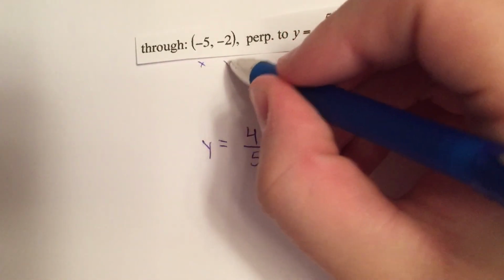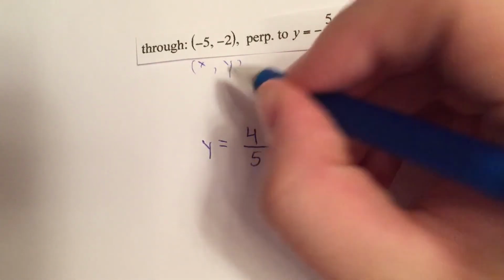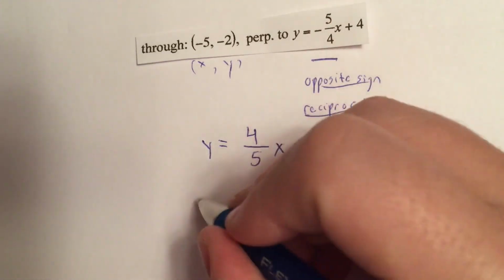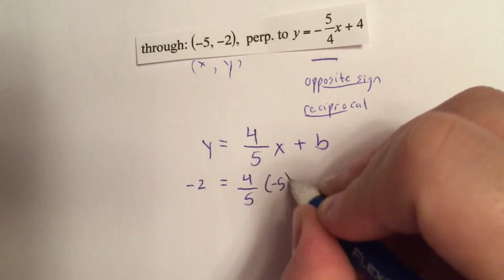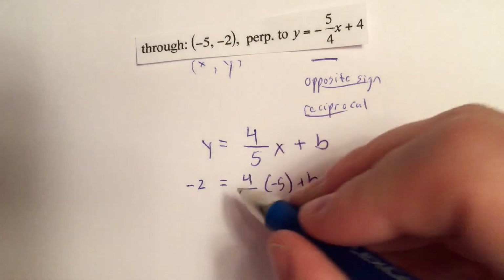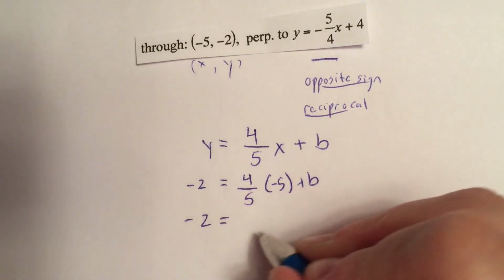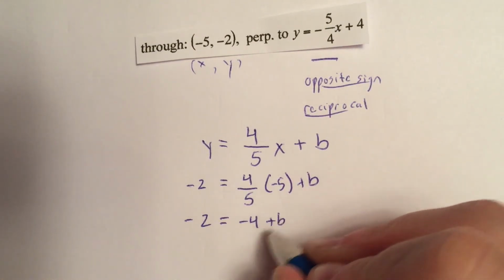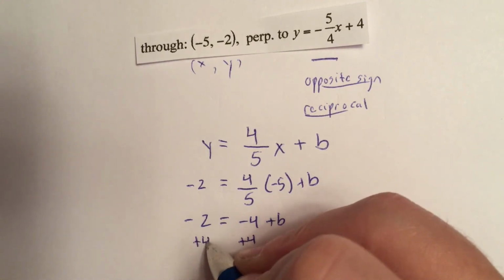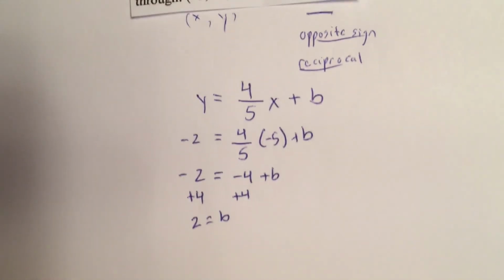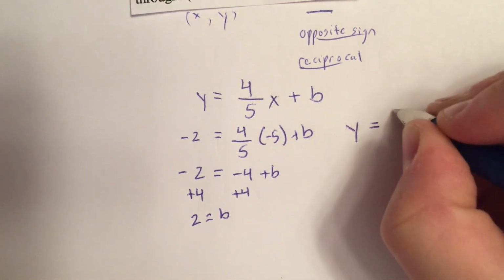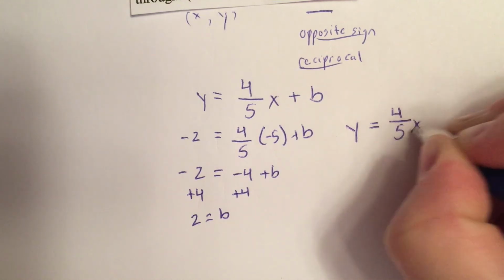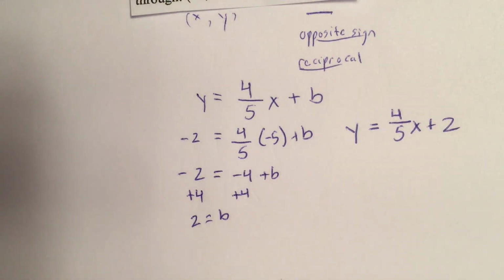This is my x, this is my y. I'm going to use that to find the y-intercept. So the y equals -2 and the x equals -5. I'm going to use this to solve for the y-intercept. Multiply here. I get -4. Add 4 to both sides. 2 equals b, the y-intercept, which means our equation is y equals 4/5x plus 2.